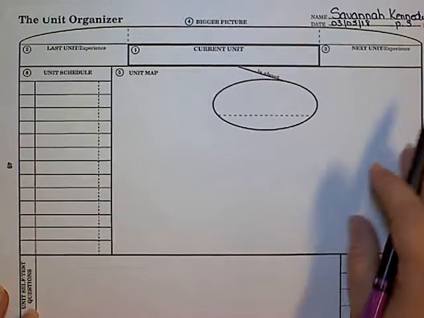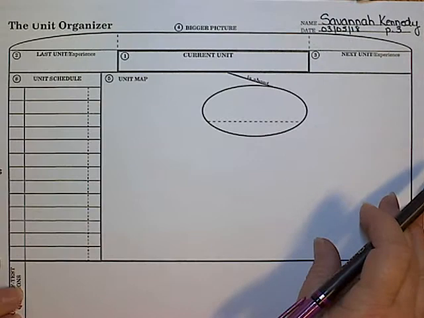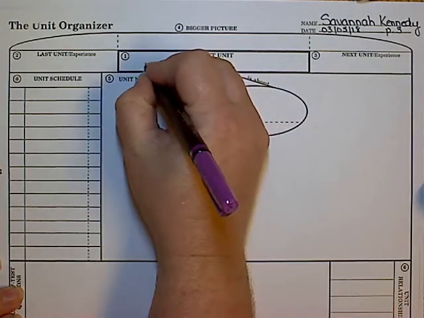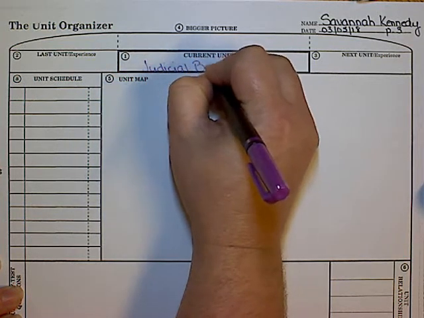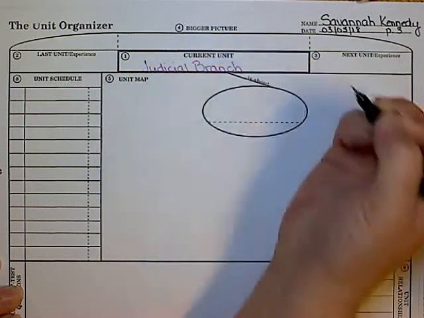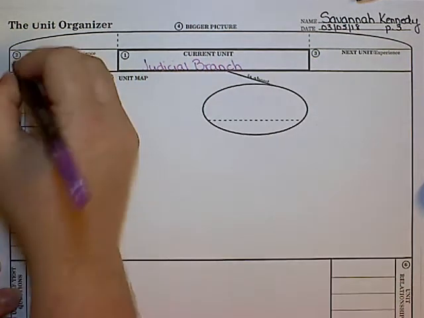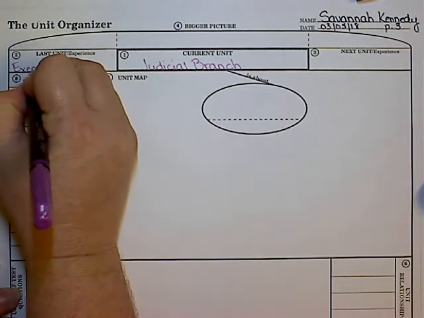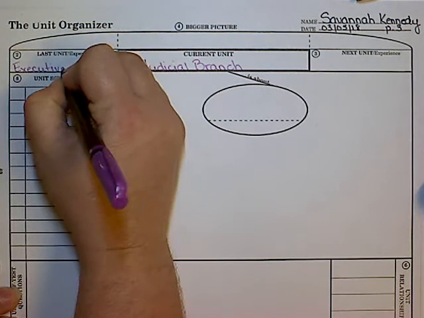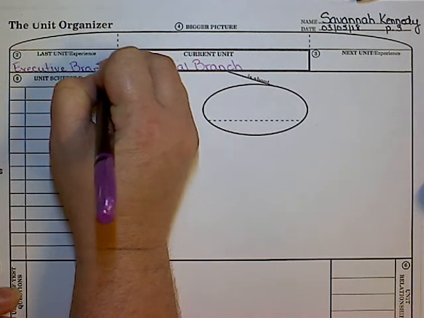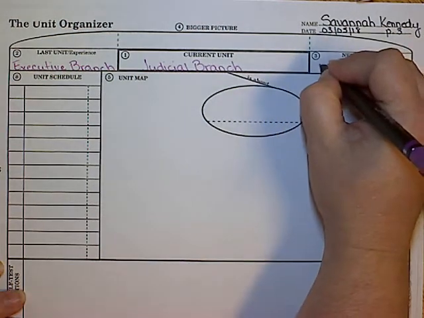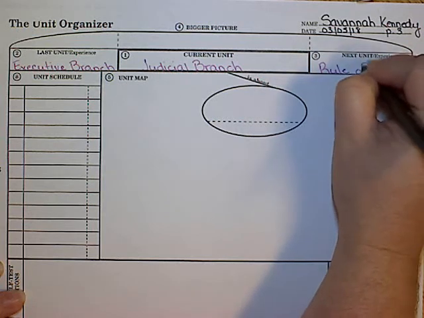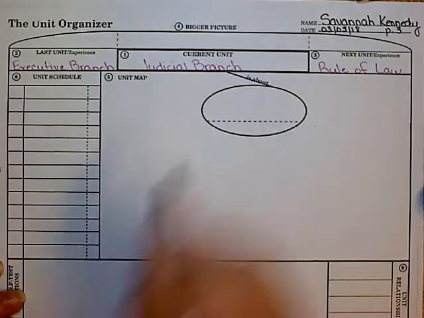Okay, so our current unit of study, let me see if I can turn this a little bit so I can write, is actually the judicial branch. So I want to put in there judicial branch. And the last unit that we studied was the executive branch. Okay, so the next unit that we're going to study is actually called the rule of law. So that's something exciting to look forward to.